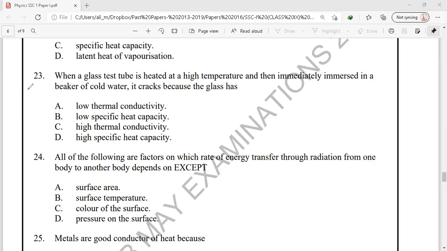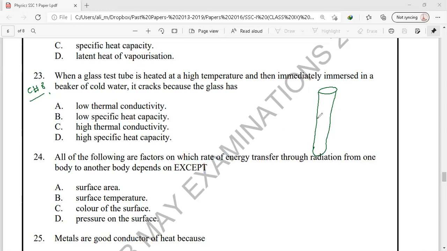Question number 23 is again from our chapter number 8, Thermal Properties of Matter. When a glass tube is heated at high temperature and immediately immersed in a beaker of cold water, it will crack, and we have to tell why this glass tube will break. So, let's say this is our glass tube, and we have heated it to a very high temperature. The temperature of the outer side of the glass and the inner side of the glass is approximately the same.